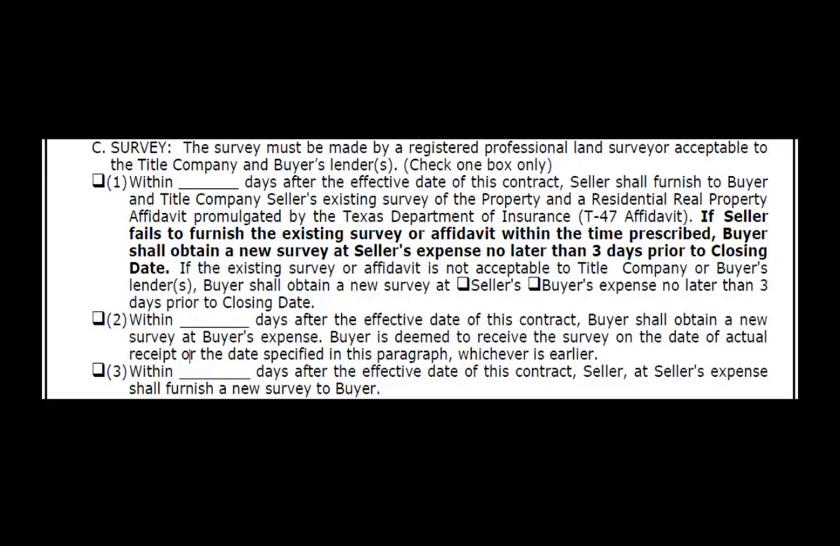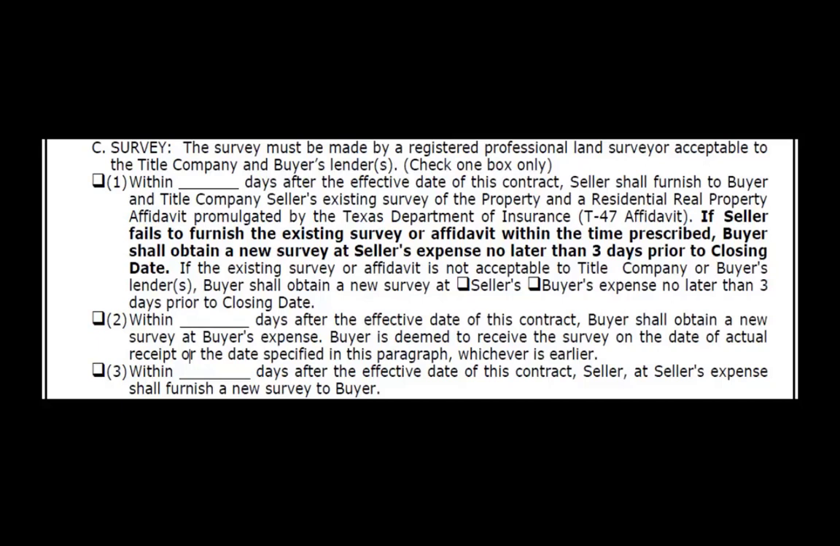So the seller might take that T47 form and write in that no changes have been made to the property except the swimming pool was put in. Well, if the seller delivers that survey and the T47 to the buyer and the title company within the time prescribed, they've upheld their obligation. There's a good chance that in that scenario, the lender's going to require a new survey to be drawn. And if that happens, then all of a sudden the buyer's going to be the one having to cough up the money for that survey. So it's just kind of sticky. There's a lot of moving parts there.